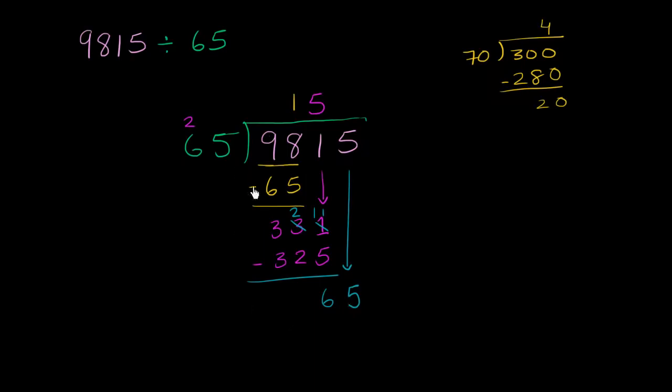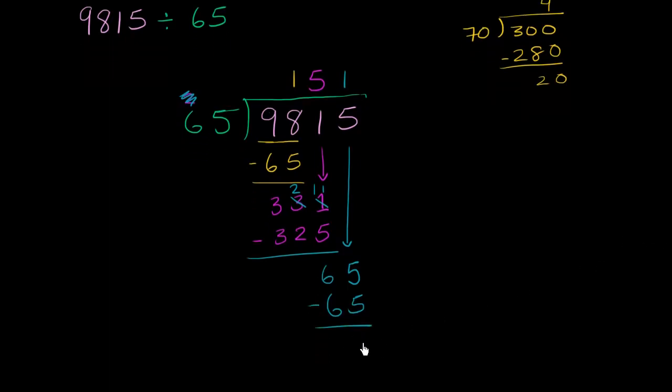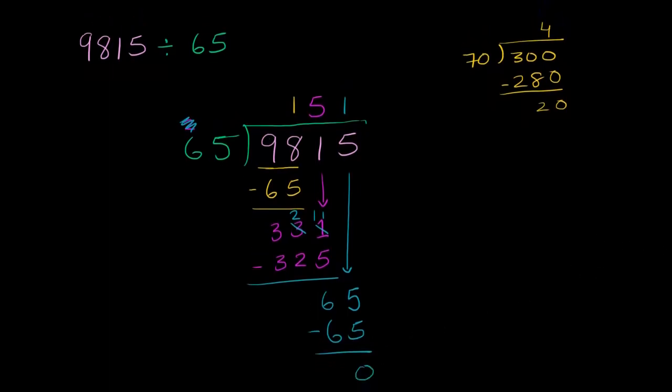So how many times does 65 go into 65? Well, it goes one time. 1 times 65, and we can ignore this, that's from a previous step. 1 times 65 is 65, and then you subtract, and we have no remainder. So we see that 65 goes into 9,815 exactly 151 times.